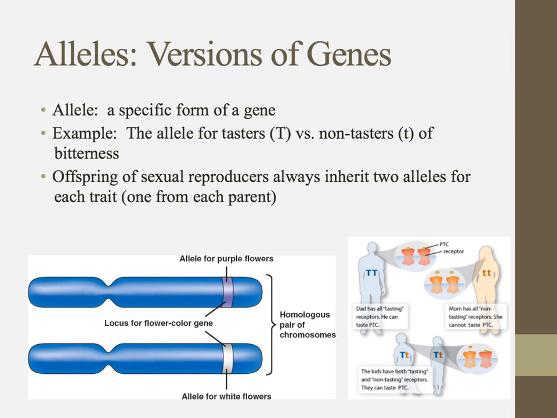Now, we know that we inherit two versions of a gene because we are the offspring of sexually reproducing parents. So we inherit a gene from the dad and a gene from the mom. Sometimes they're the same, but they're not always the same message. These versions of a gene are what we call alleles. Alleles are a specific form of a gene, like the allele for being able to taste bitterness versus the allele for not being able to taste bitterness, or if you're a flower, the allele for purple flowers or for white flowers. Notice that these alleles are just different versions of the same gene, like flower color, and they are, of course, found in the same spot or locus on the same chromosome.